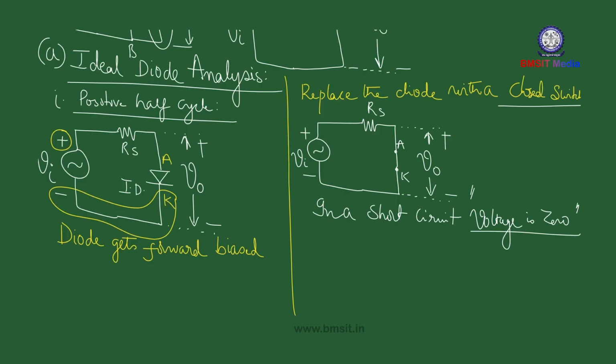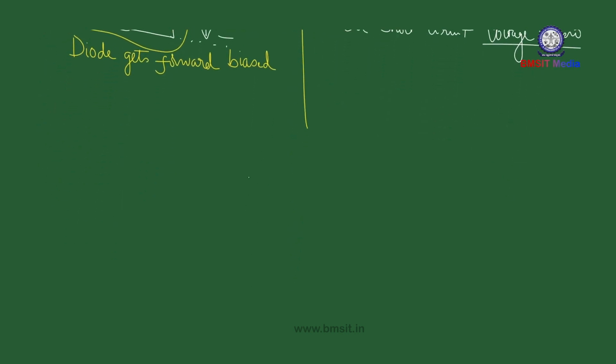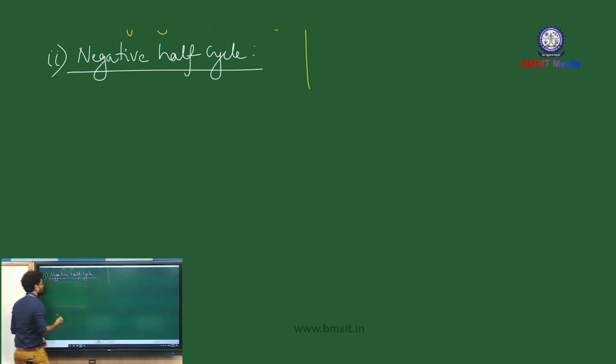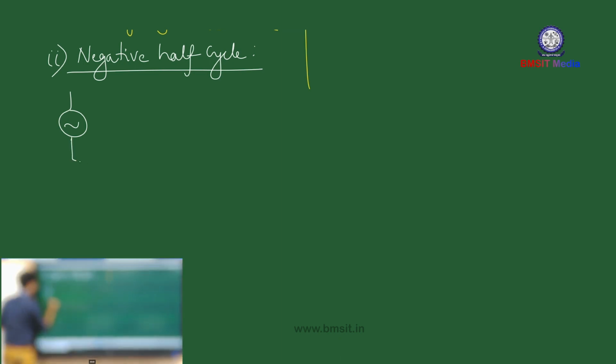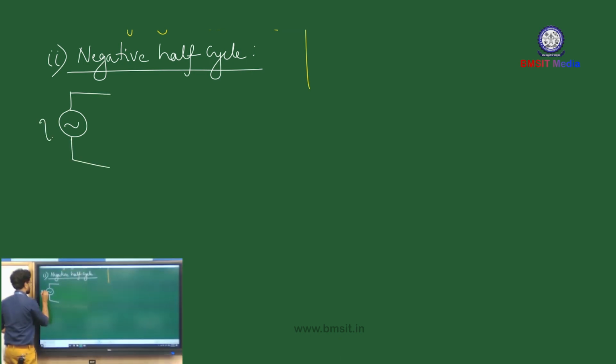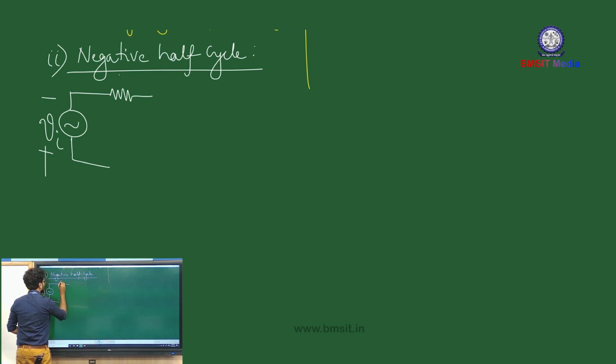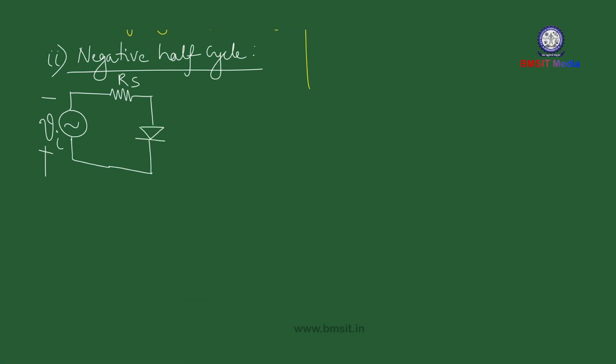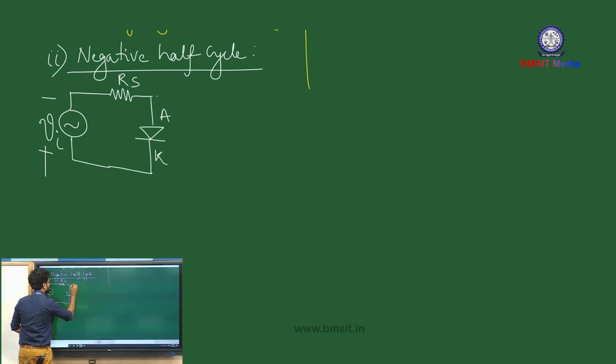Alright, fine. So this is the analysis of the positive half cycle. Next, let us see the negative half cycle analysis. You can consider it as part 2. Let's see what will happen during the negative half cycle. During the negative half cycle, we are going to flip the polarity of the input. So this is your input Vi, upper side negative, lower side positive, followed by current limiting resistor Rs and the diode. This is your anode terminal and this is your cathode terminal.